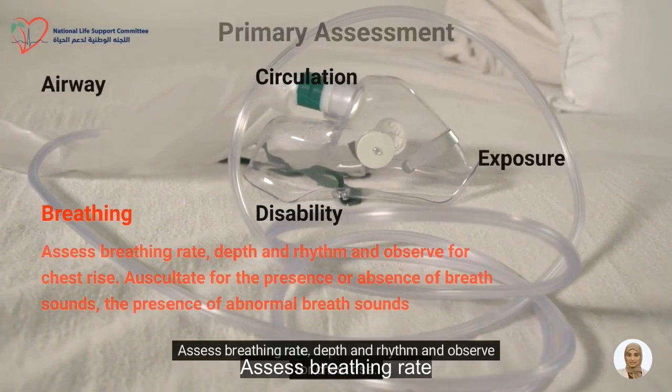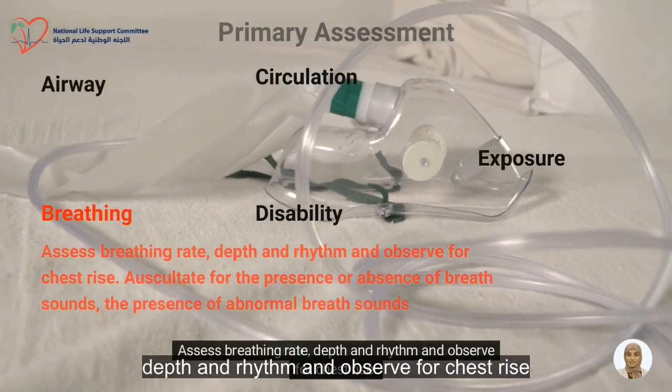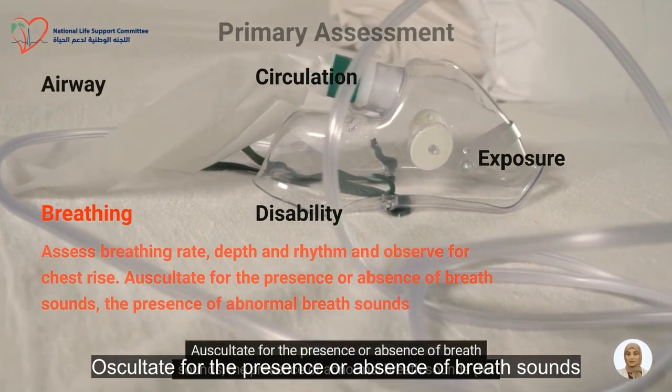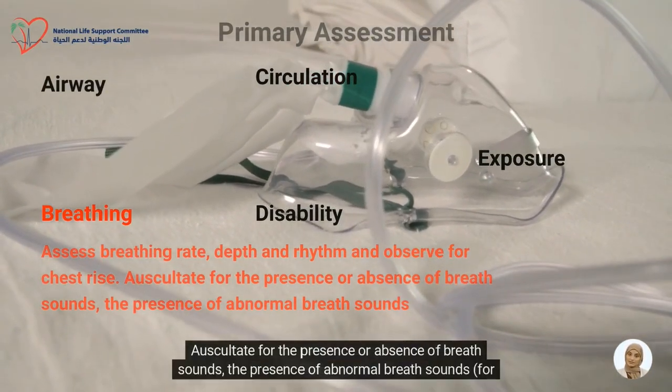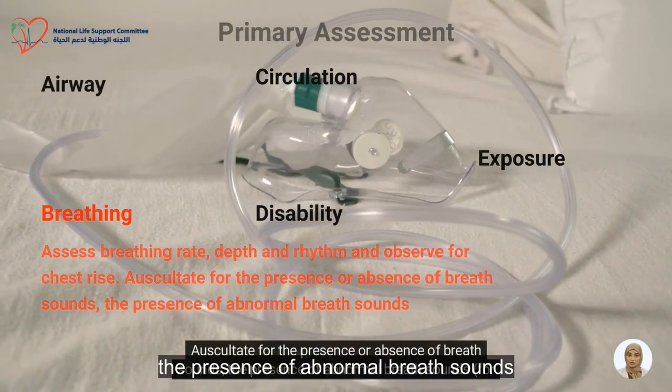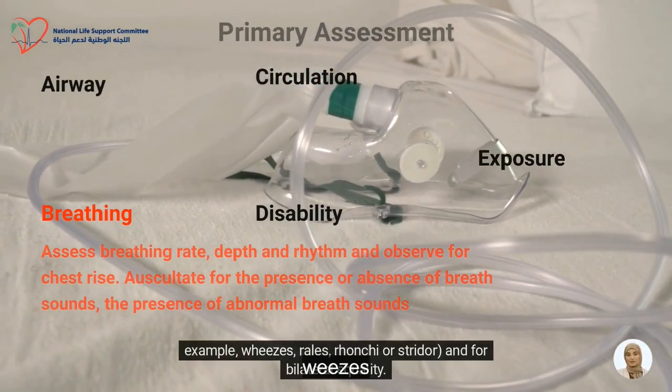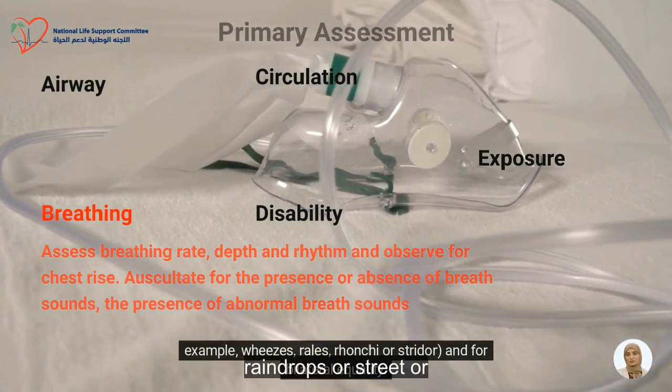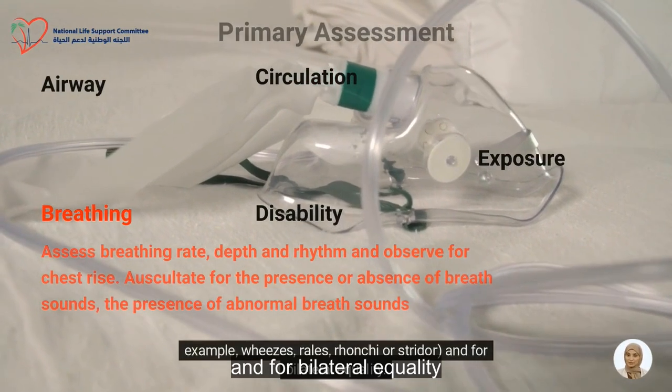Assess breathing rate, depth, and rhythm and observe for chest rise. Auscultate for the presence or absence of breath sounds, the presence of abnormal breath sounds, for example, wheezes, rales, rhonchi, or stridor, and for bilateral equality.